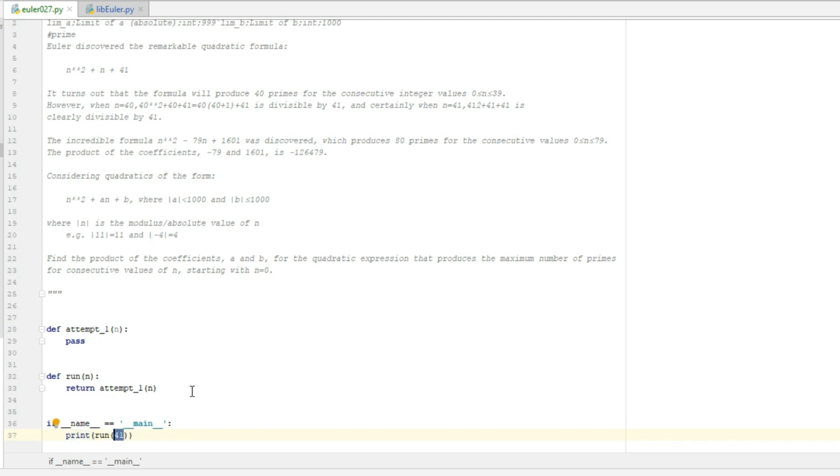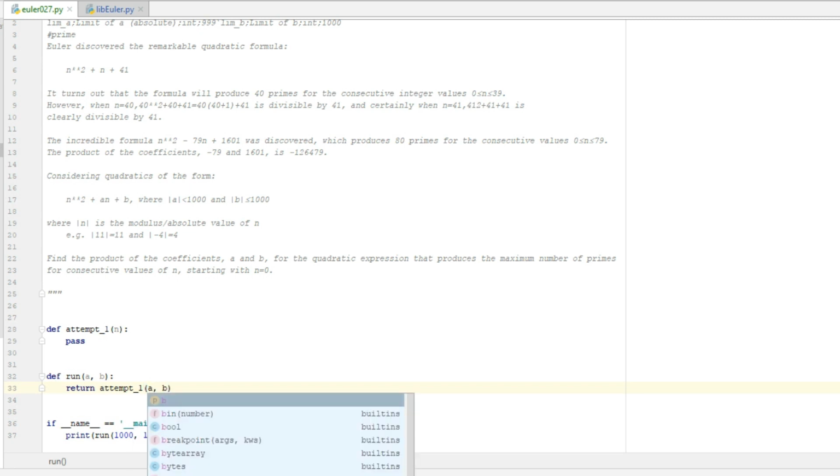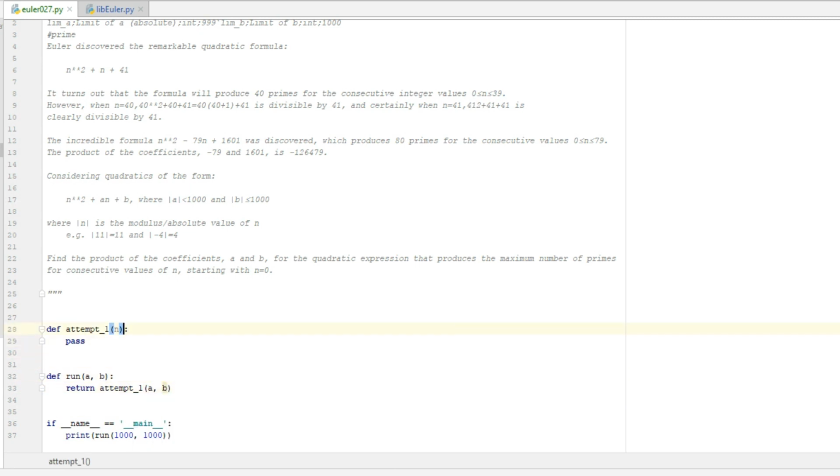That's not right. Let's just plug in 1000 and 1000, and run. It needs to accept both an a and a b, and you need to pass along an a and a b. Alright, we are on it.